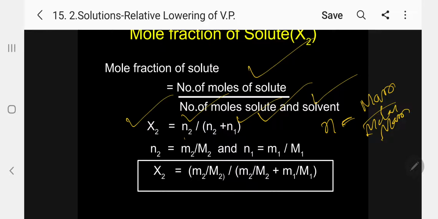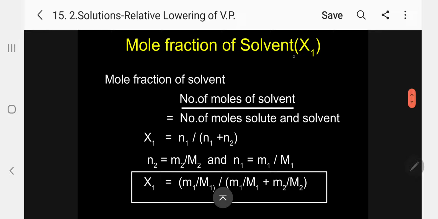Or I can substitute this equation. That is, N2 equals small m2 by capital M2 and N1 equals small m1 by capital M1. Therefore, X2 equals small m2 divided by capital M2, divided by small m2 divided by capital M2 plus small m1 divided by capital M1. Kindly follow.